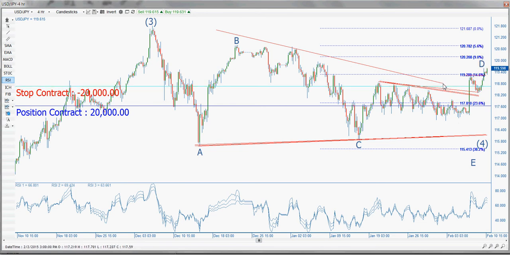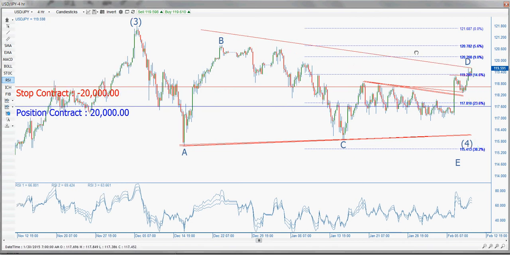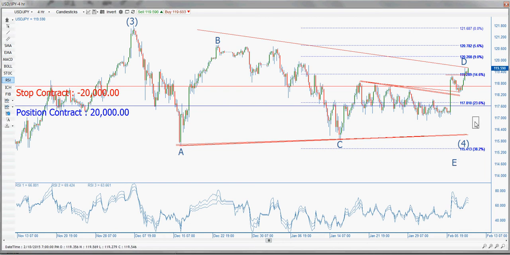Now there is an alternate count to this, which simply states that we are currently in wave D. And that would be fine. What all that means is that the triangle, wave 4, is buying time. It doesn't invalidate the pattern. It just simply means that the triangle is still underway. But since I'm already long and in a winning position, I'm going to track this as if wave 4 is already complete until proven otherwise.